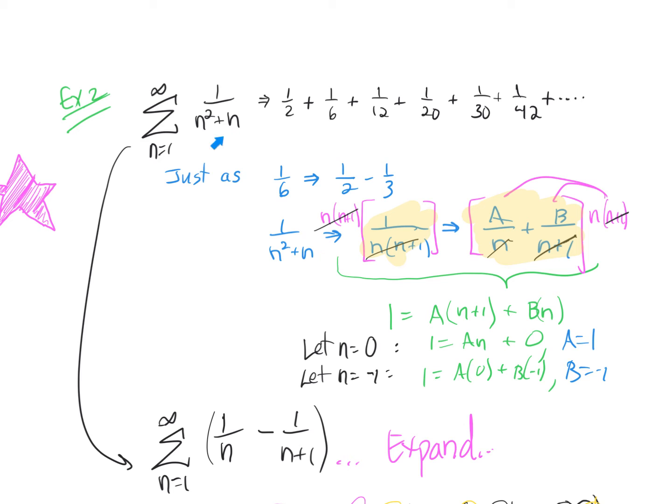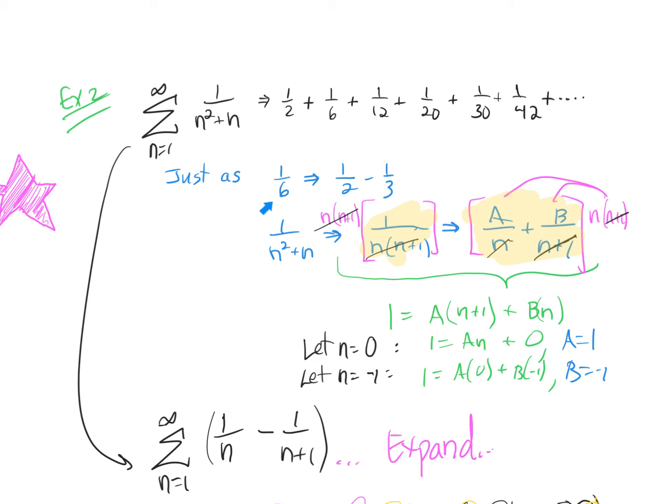All right, here's another example, the sum of 1 over n squared plus n. Well, expanding it doesn't really help. We can see a pattern, up 4, up 6, up 8, up 10, up 12 for the denominators, but how can we tell what it's converging to, if it's converging?